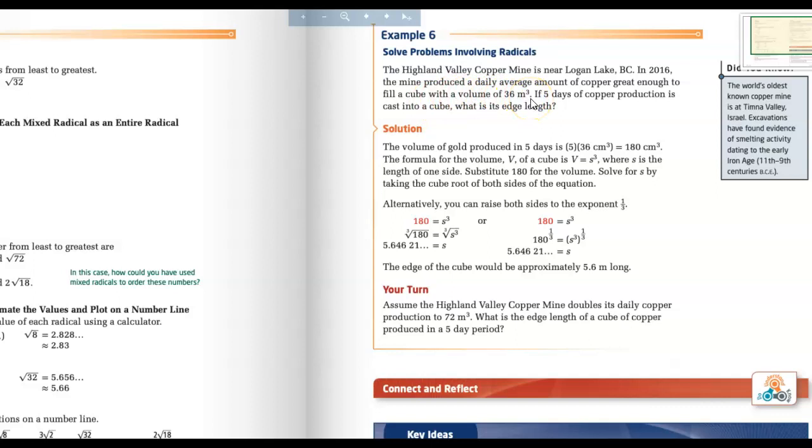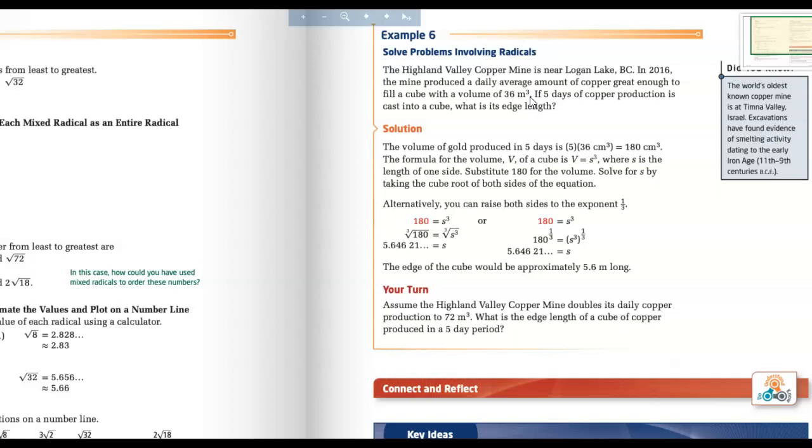So every day that they're mining, they fill a volume of 36 meters cubed. Remember, volume is always cubed because we're trying to fill in a space, right? We're trying to fill a volume. So 36 meters cubed, and that's one day that they fill that much. In 5 days, copper production is cast into a cube.